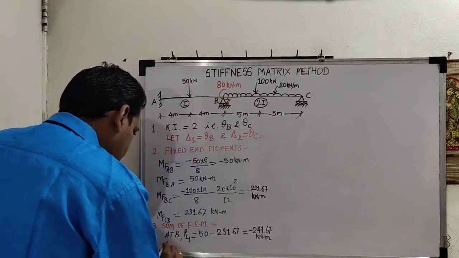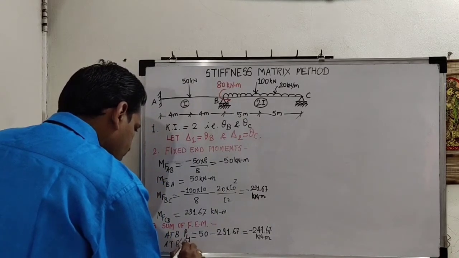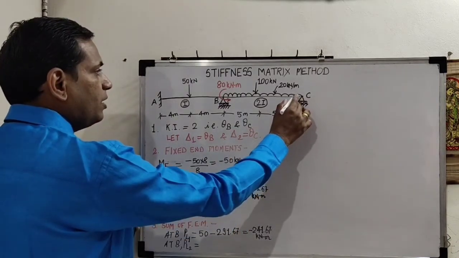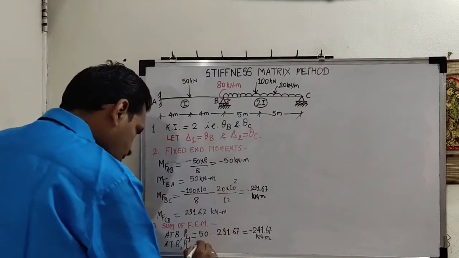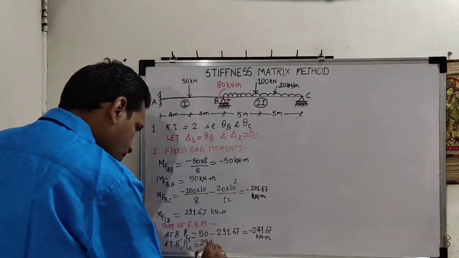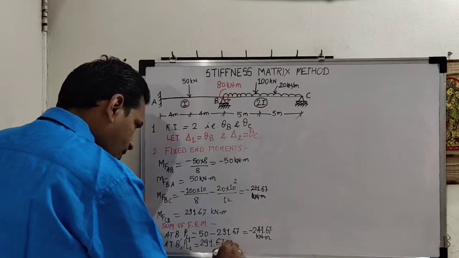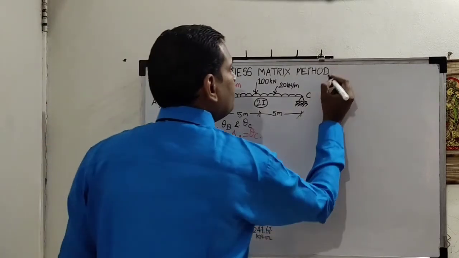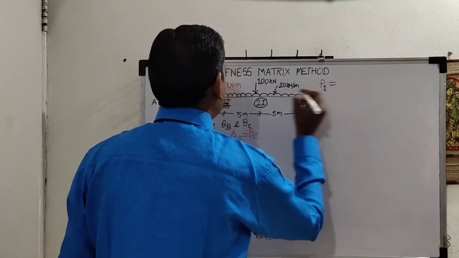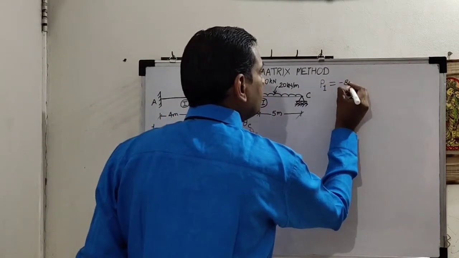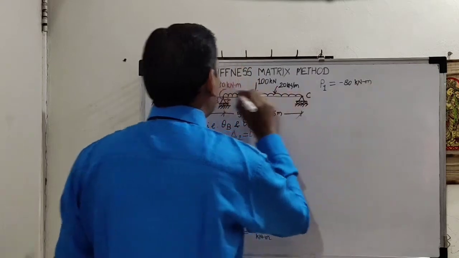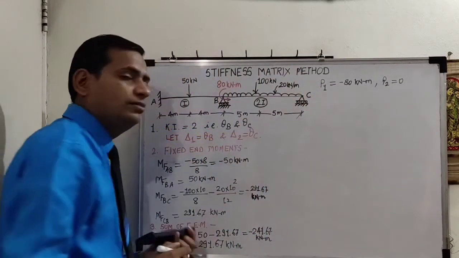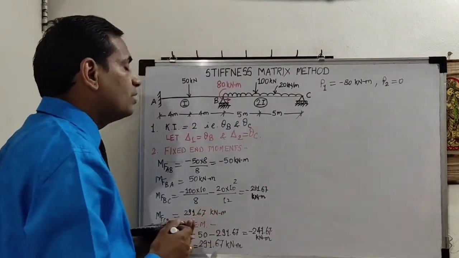And at 2, we will get PL2. What will be PL2? PL2 is MFCB. How much is MFCB? Plus 291.67 kilonewton meter. Okay. Next two steps, P1 and P2. So P1 is minus 80 because it is external couple at 1. P2 is 0. There is no external couple at 2. So step number 3 is over.